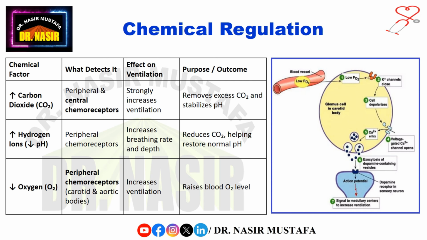Chemical regulation depends primarily on carbon dioxide concentration, hydrogen ion concentration, and oxygen concentration. Increased carbon dioxide stimulates both peripheral and central chemoreceptors, increasing ventilation. Increased hydrogen ions stimulate chemoreceptors, enhancing breathing to reduce carbon dioxide and restore pH. Decreased oxygen levels stimulate peripheral chemoreceptors, increasing breathing rate and depth.